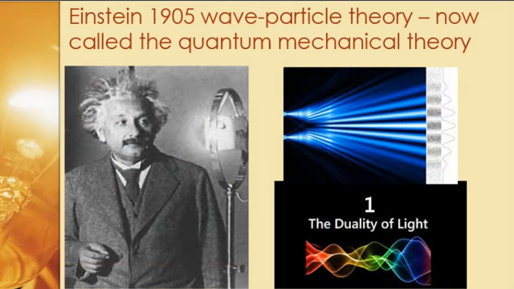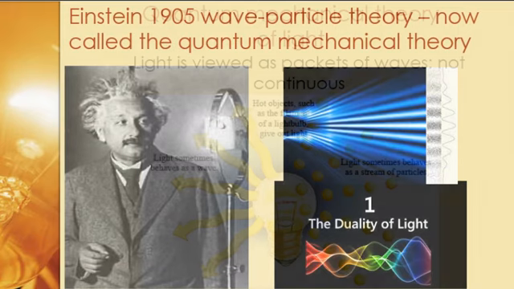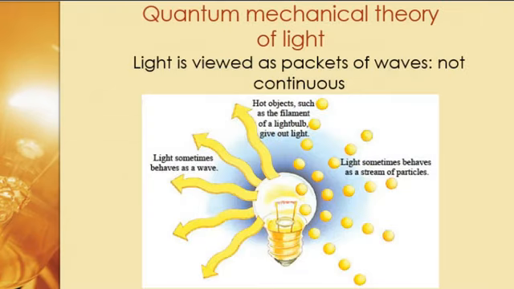So along comes Einstein. He said, okay, we cannot reconcile it. So let's say it does act as a wave and it does act as a particle. Therefore, we're going to call it the wave particle theory, also known as quantum mechanics. All right, so he came up with that. Quantum mechanical light theory. Light is viewed as packets of waves that are not continuous. Sometimes more like a wave, sometimes more like a particle.